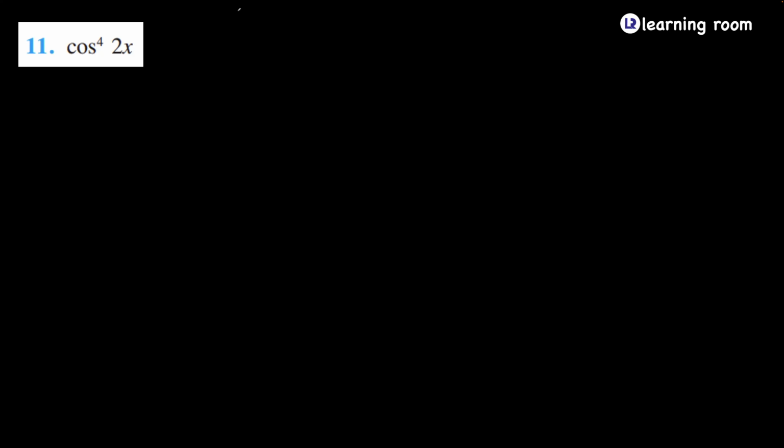This one I'm leaving it to you. Same logic, follow that and solve. What are you supposed to do? Break it as cos square x, cos square 2x into cos square 2x. So cos square 2x, how will you write it as 1 plus cos 4x, or 6x? 4x, no? 1 plus cos 4x by 2.